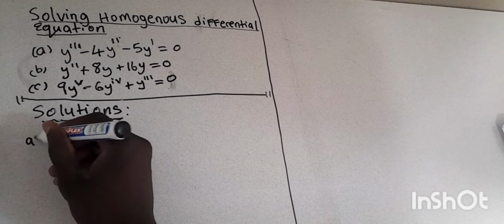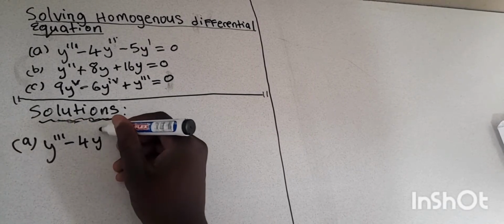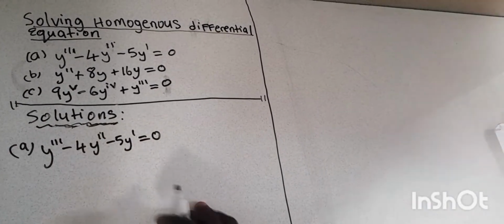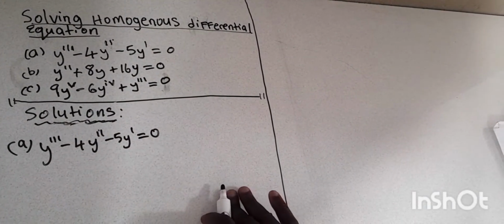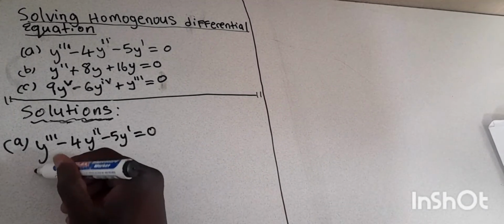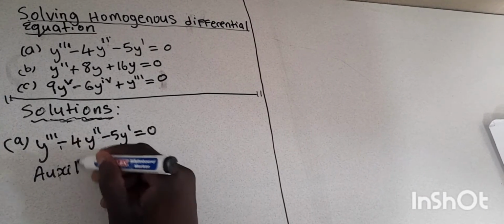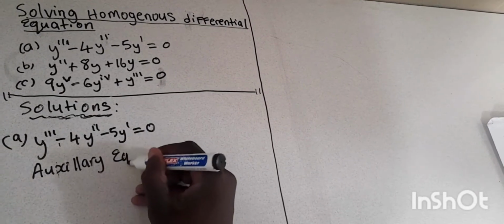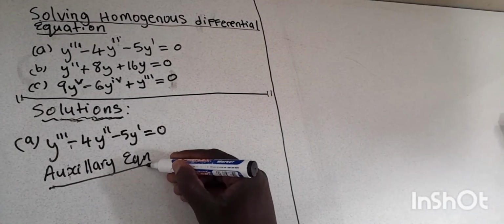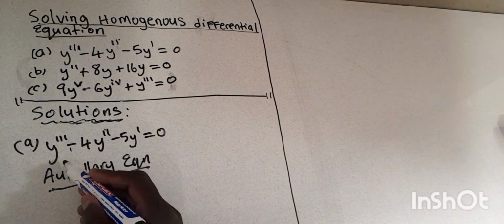Number A, y''' - 4y'' - 5y' = 0. Since you can see that we've been given a third order differential equation, what you have to find first is an auxiliary equation. We find it by replacing derivatives with m.